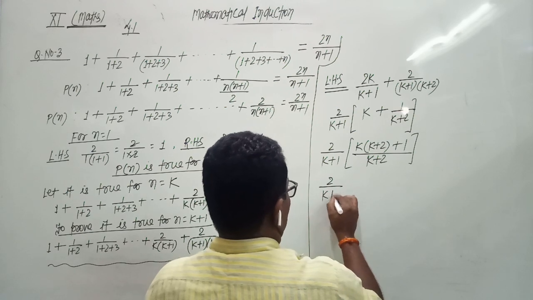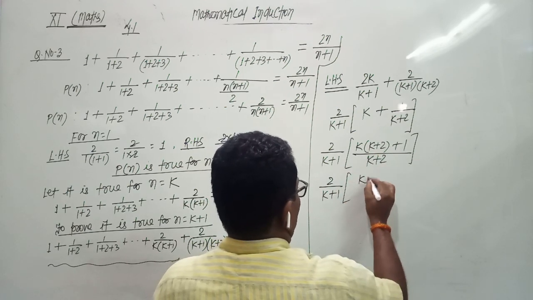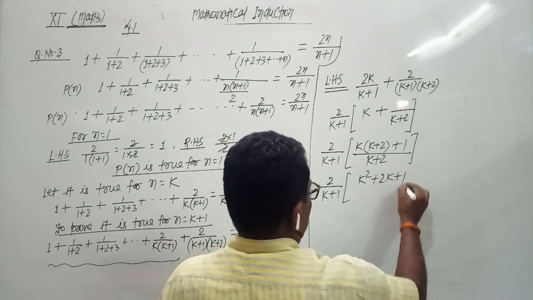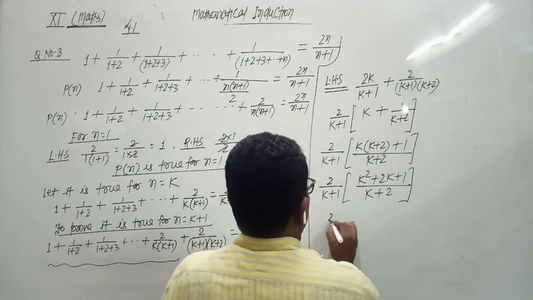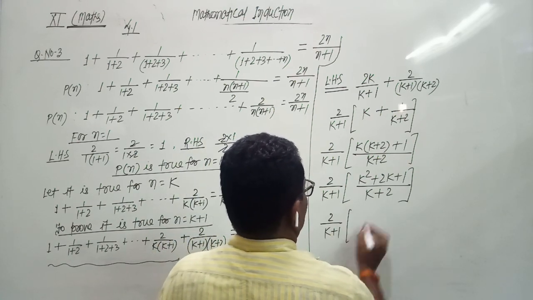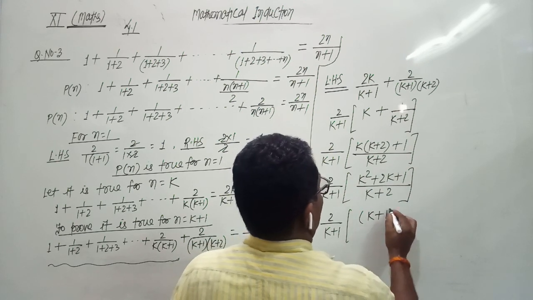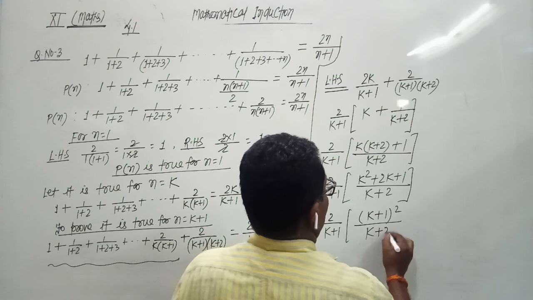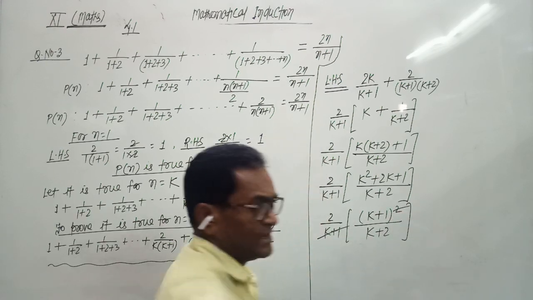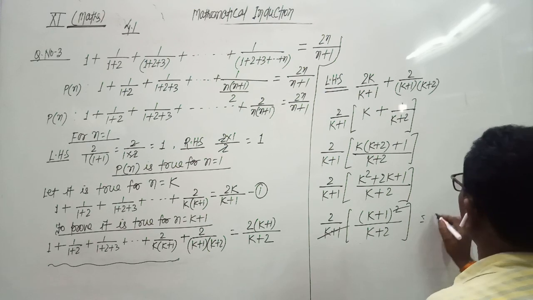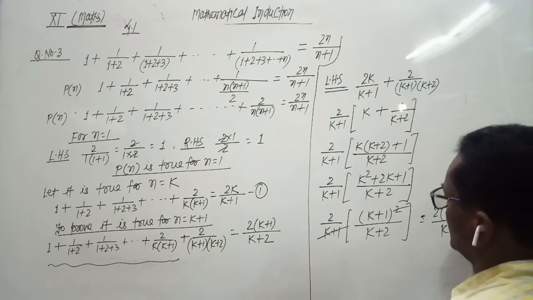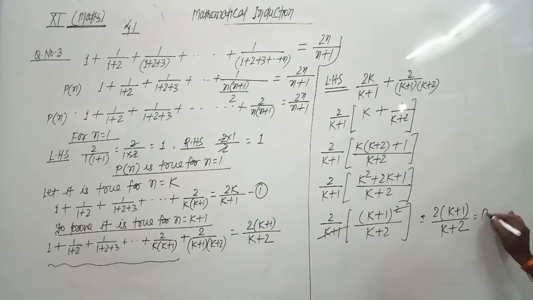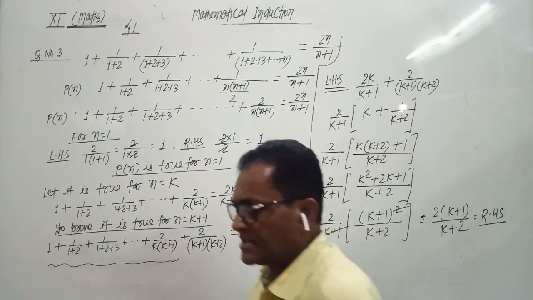Then 2 upon k plus 1. Remove the bracket. So k square plus 2k plus 1 upon k plus 2. So 2 upon k plus 1, and this can be written as k plus 1 the whole square upon k plus 2. One k plus 1 cancels, and it comes 2 into k plus 1 upon k plus 2, which is RHS. So we proved that LHS equals to RHS.